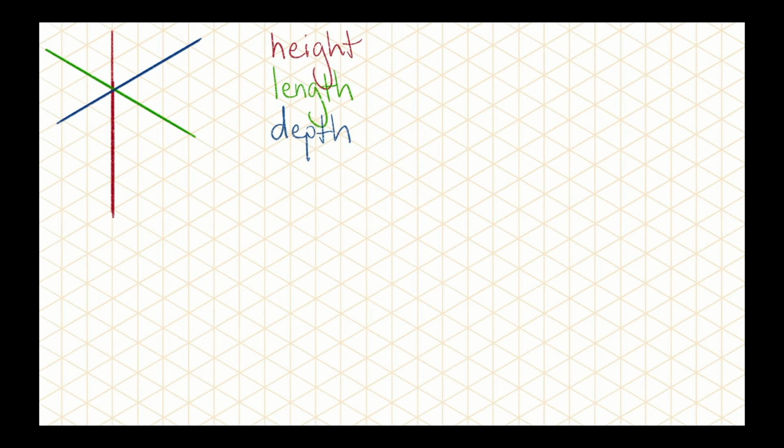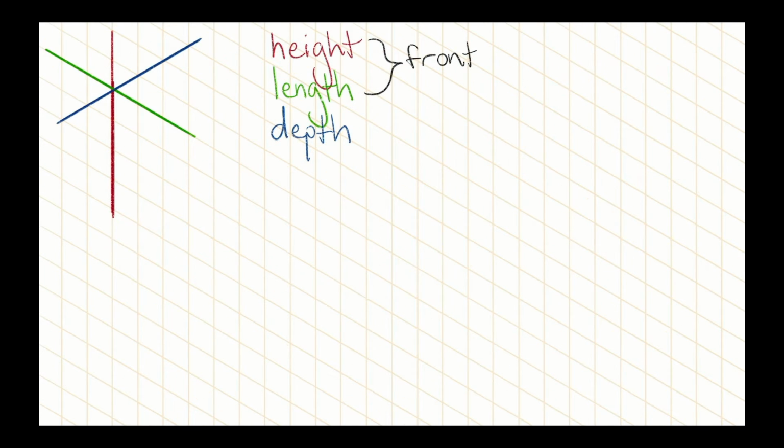And so let's say we have 3 different views. We have front, top, and side. Now the front view, if we take the height and the length, those 2 together are going to create the front view. And I'm going to turn off the depth. So now we can see a graph paper that shows only the lines for height and length.